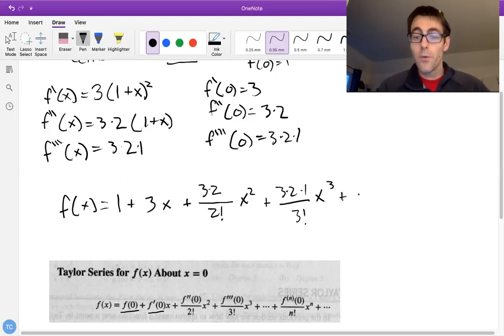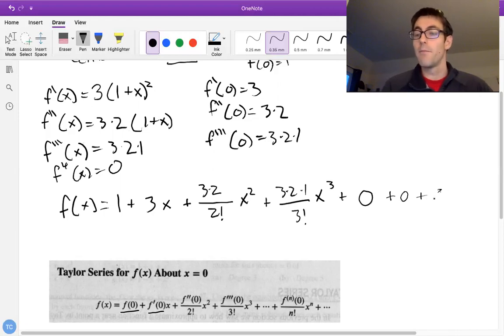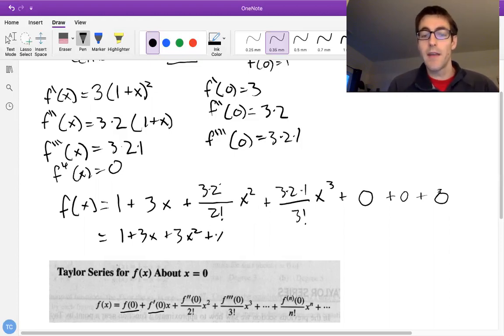Plus, let's also include the fourth derivative. Well, the fourth derivative of 6 is just 0, so plus 0. And we're going to get a bunch more plus zeros, because more and more derivatives of 0 are still just going to be 0. All right. And I want to point out that when you multiply this out, we get 1 plus 3x plus, well, this 2 and this 2 cancel, so 3x squared. The top and bottom here are both 3 factorial, so we get a plus x cubed.